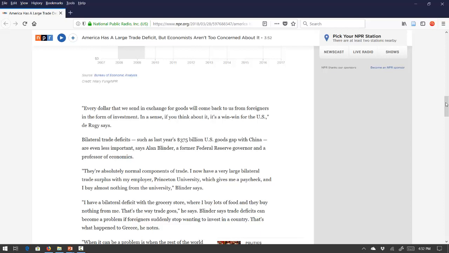I now have a very large bilateral trade surplus with my employer, Princeton University, which gives me a paycheck, and I buy almost nothing from the university, Blinder says. I have a bilateral deficit with the grocery store where I buy lots of food and they buy nothing from me. That's the way trade goes, he says. Blinder says trade deficits can become a problem if foreigners suddenly stop wanting to invest in a country. That's what happened to Greece, he notes.